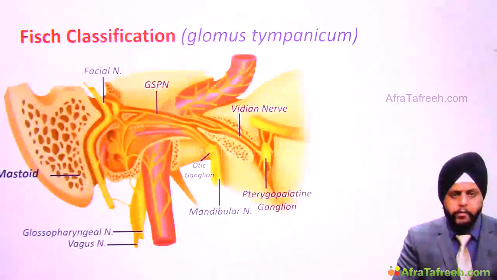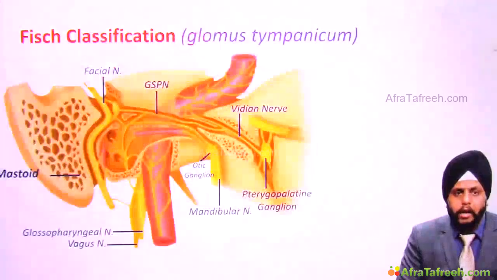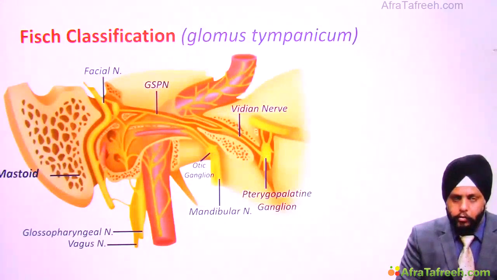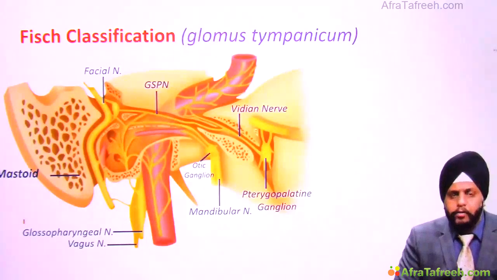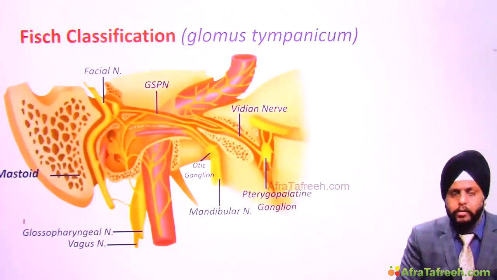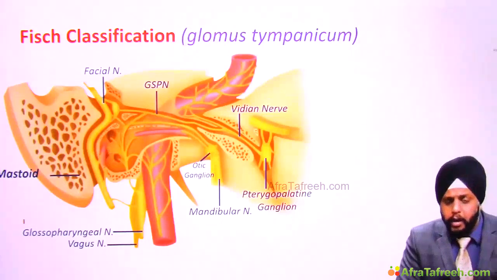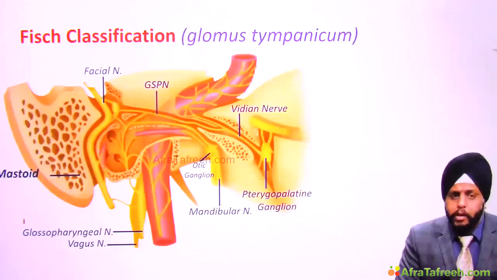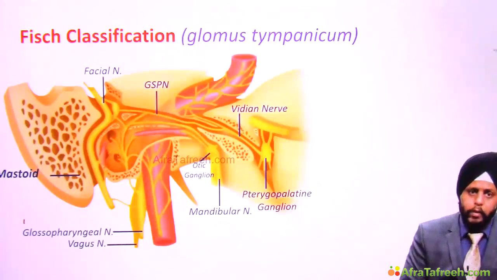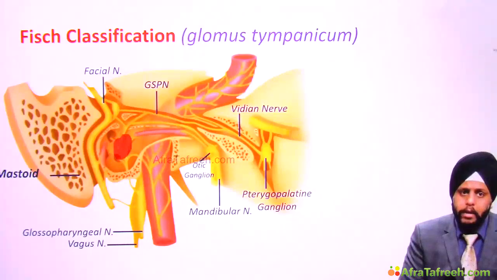Okay, now before we finish the topic, let us look at the staging for the glomus tumor. So I'm going to teach you the Fisch classification for the glomus tympanicum. This is the staging for glomus tympanicum. Now we know the glomus tympanicum arises from the Jacobson's nerve. So paraganglionic cells which are around the Jacobson's nerve on the promontory. Okay, so we have the type A, the stage A.